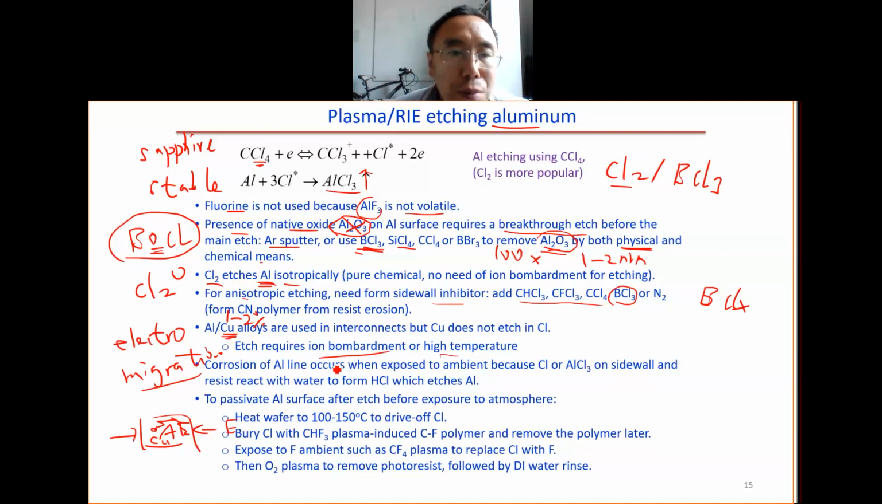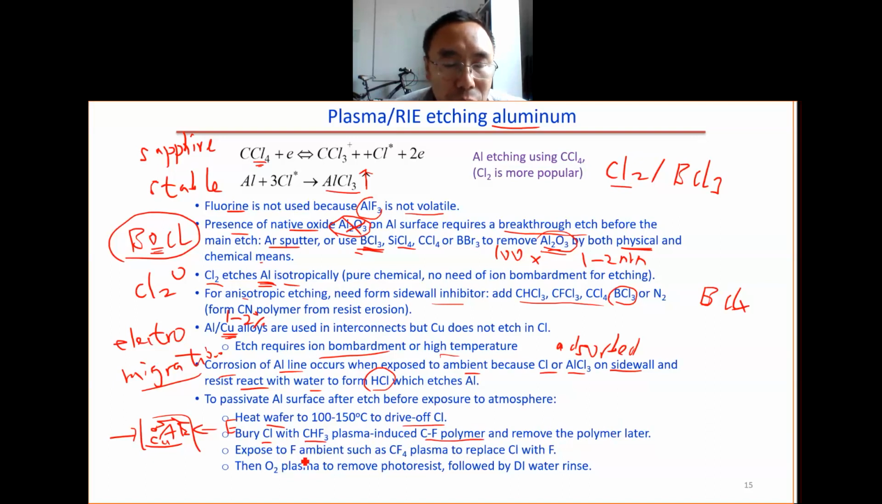Another problem with aluminum etching, if we want precise etching, is the corrosion of the aluminum layers. When exposed to the ambient, the dissolved chlorine or aluminum trichloride on the side wall will react with water to form HCl. This will etch aluminum. To solve this problem, first we can heat the wafer to high temperature to drive off the chlorine, or we can bury the chlorine with a fluorocarbon polymer, CF3. Then we can remove the polymer later.